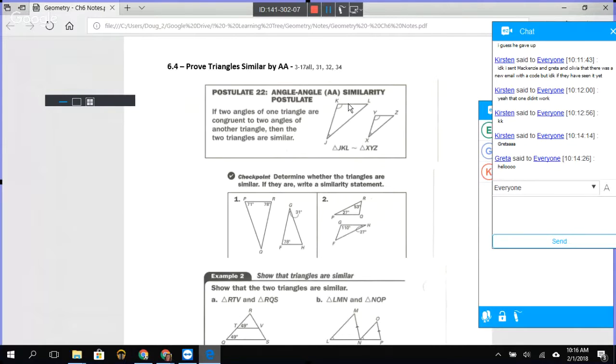So basically, you see you have triangle JKL and triangle XYZ. And we know that angle K is congruent to angle Y and angle J is congruent to angle X. So since two angles in each triangle are congruent to two angles of the other triangle, then we can conclude that the two triangles are similar to each other. Okay, so this triangle is similar to this triangle.